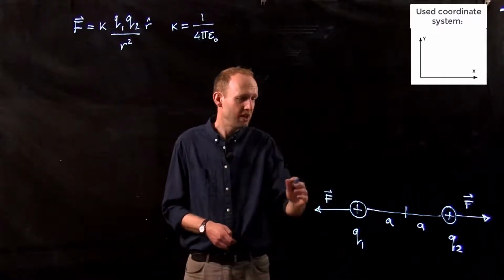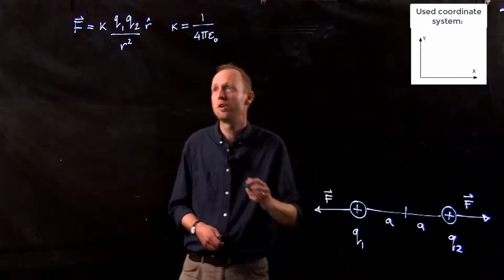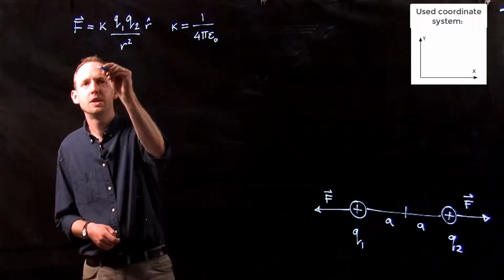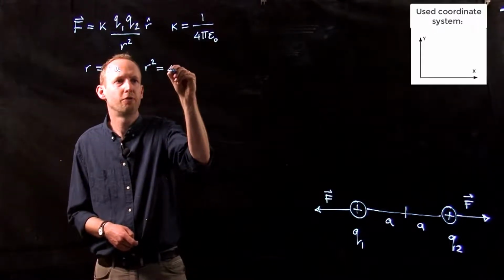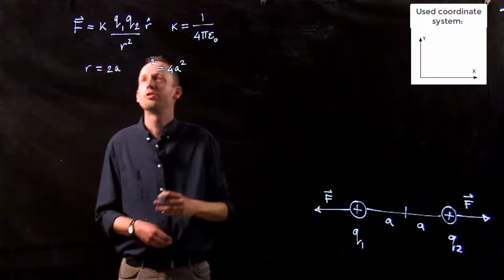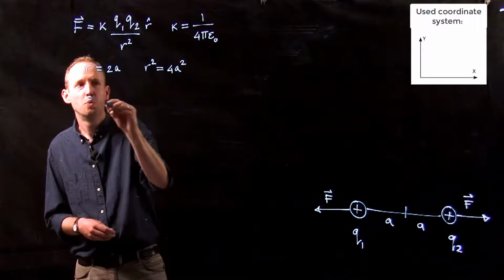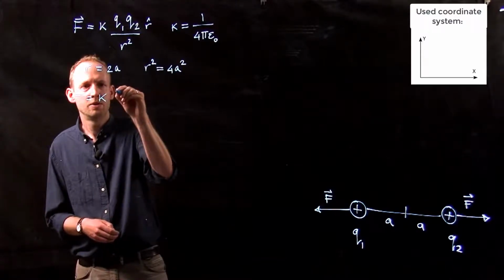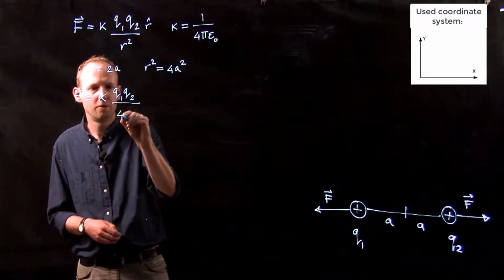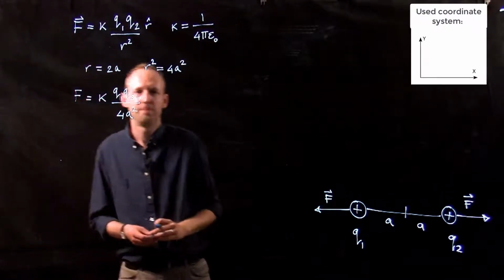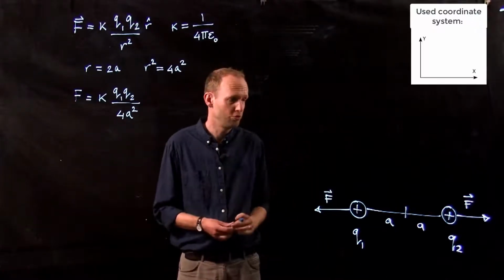Now in this situation, the separation between the two charges is 2 times A. So that means if R equals 2A, R squared is 4 times A squared. So the magnitude of the force, F, will be K times Q1, Q2 divided by 4A squared. So far so good. This is the situation for two droplets.